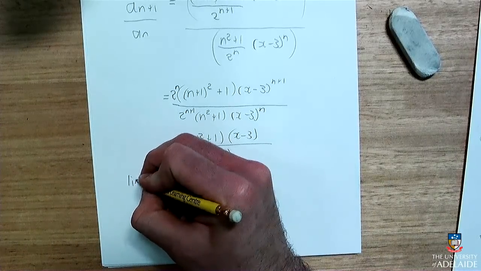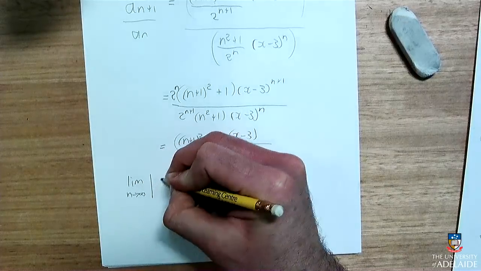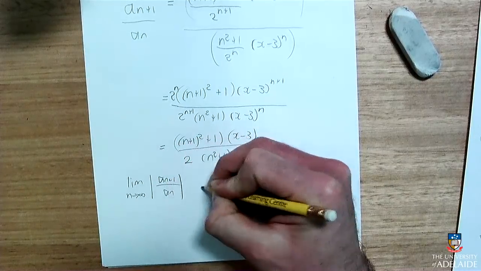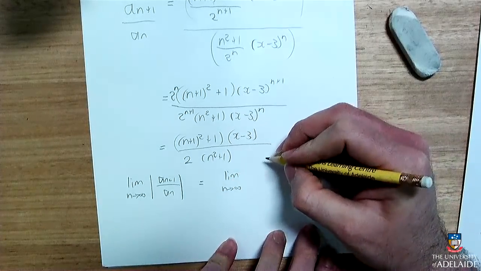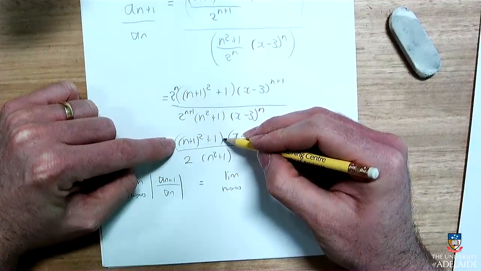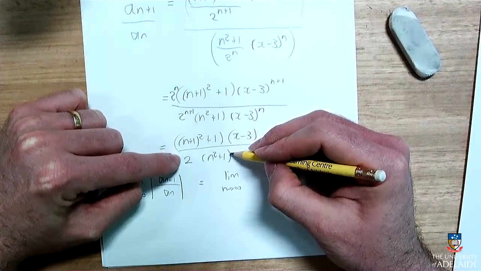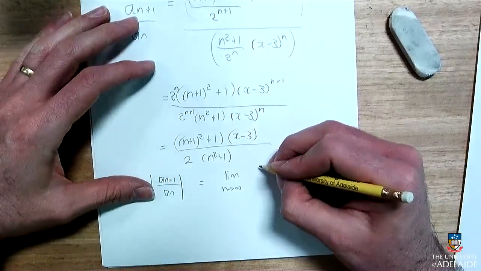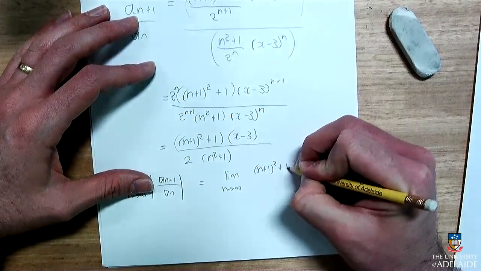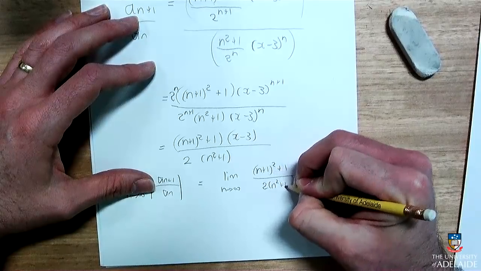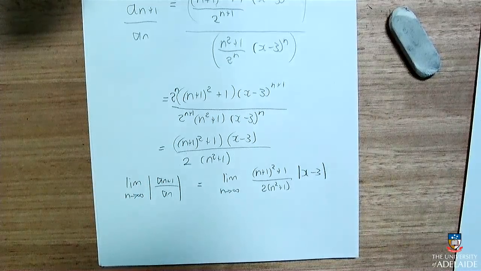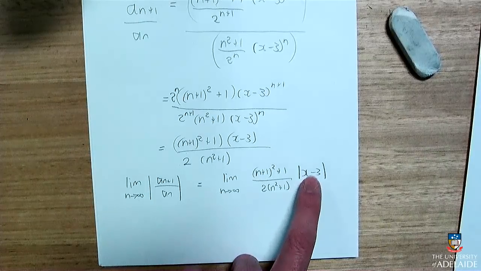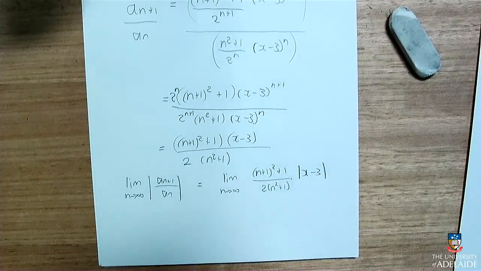So we want the limit as n goes to infinity of the absolute value of a n plus 1 over a n, which is the limit as n goes to infinity of... well, when we do the absolute value of this, that's a positive number anyway. And that's a positive number anyway. And so they won't matter when I do the absolute value. And I'll get the absolute value of x minus 3. Cool. So this x minus 3 doesn't have an n in it. So I can actually bring that out the front.